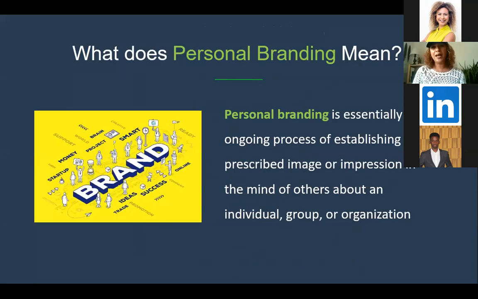Now, I'm going to hand over after this slide to Stuart. But I want to really get people to understand, what does personal branding mean? Personal branding is an ongoing process. That ongoing means it doesn't have a beginning, it doesn't have a middle, or it doesn't have an end. It is an ongoing process of establishing a prescribed image or impression in the mind of others.